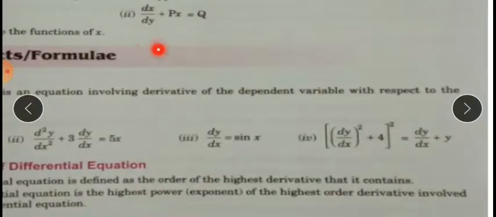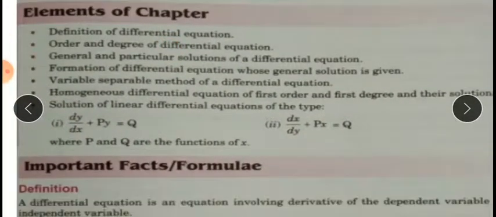In the chapter of differential equations, we will study the following elements: first, the definition of a differential equation; order and degree of a differential equation; general and particular solutions of a differential equation; formation of a differential equation whose general solution is given; the variable separable method; homogeneous differential equations of first order and first degree and their solution.